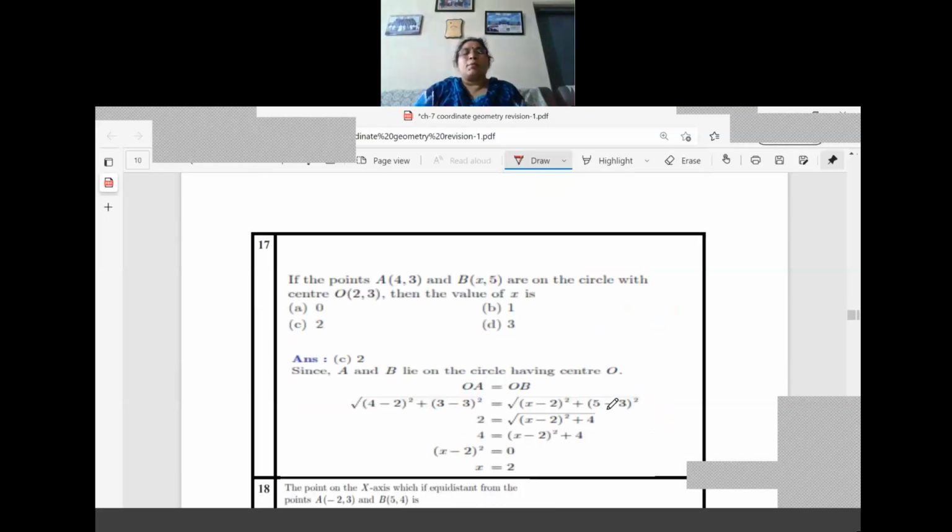Okay. Now the points (4, 3) and (x, 5) are on the circle with the center (2, 3). Then the value of x. So again we have solved this. A and B are on the circle only, and the center is given as (2, 3). As you know, the radii are equal, so OA equals OB, where O is the center. Just calculate that, then you can get the value of x. x equals 2 only.